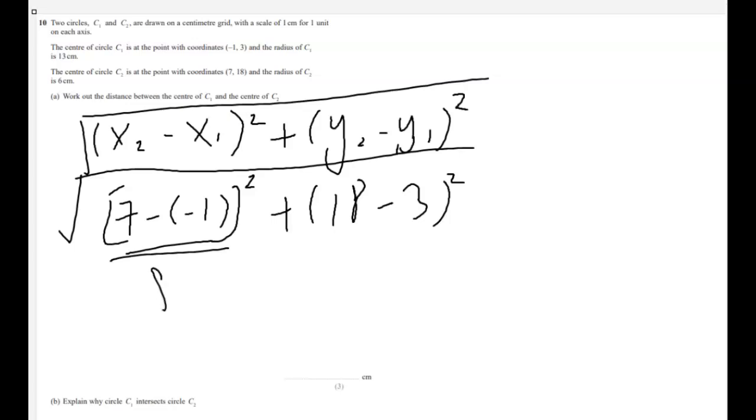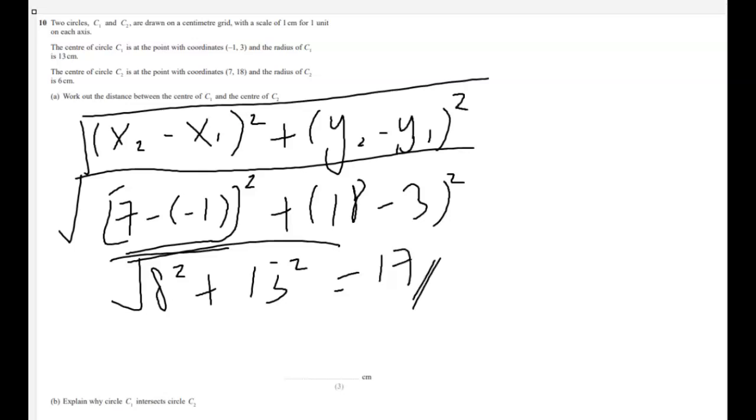So 8 squared plus 15 squared, and then square root, and eventually after doing the square root we should be able to find the value of 17. So we have already worked out the distance between the center C1 and the center C2 as 17 units. Alright, so now if we scroll down a little bit, look at part B.